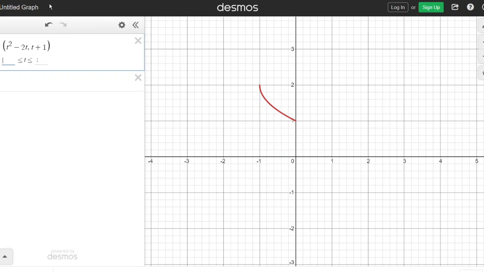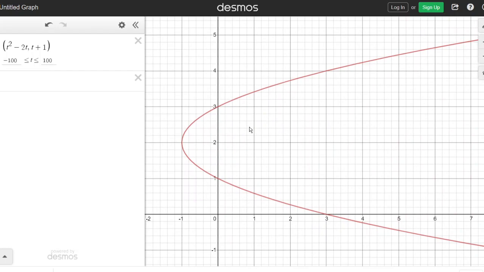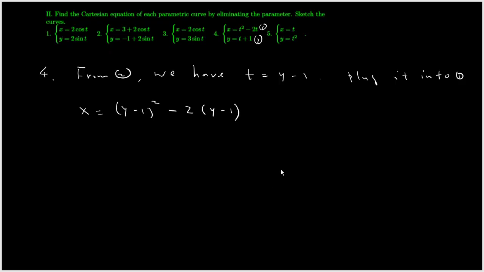On this website, I have to give a restriction on t, so I'm going to make t a little bit larger, say negative 100 to positive 100. I told you it's a sideways problem, right? Because after canceling out t, x is a quadratic function of y, so that's a sideways parabola. You do not have to memorize the graph of that. So that's question number 4.